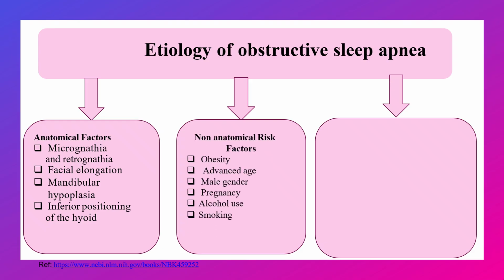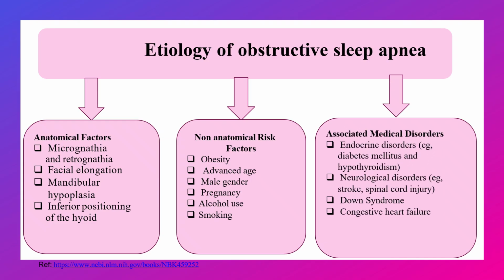The non-anatomical risk factors include obesity, advanced age, male gender, pregnancy, alcohol use, and smoking. The associated medical disorders are the endocrine disorders, especially diabetes mellitus and hypothyroidism. The neurological disorders include stroke, spinal cord injury, and Down syndrome. In Down syndrome, the person has a specific facial appearance, and there is deposition of fat in this region, and there is a narrow mandible and congested airway.